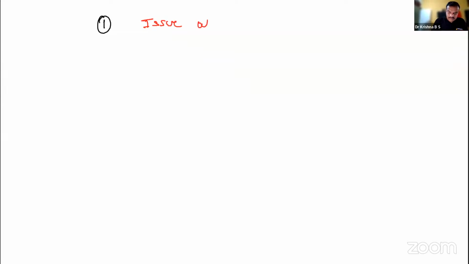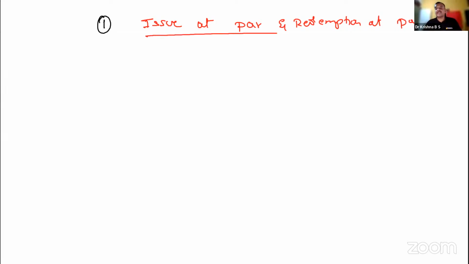Issue at par and redemption at par. This is case number 1. Issued at par, redemption at par. Sir, there are 4 journal entries which come. Set of 2 entries, 4 entries will come.